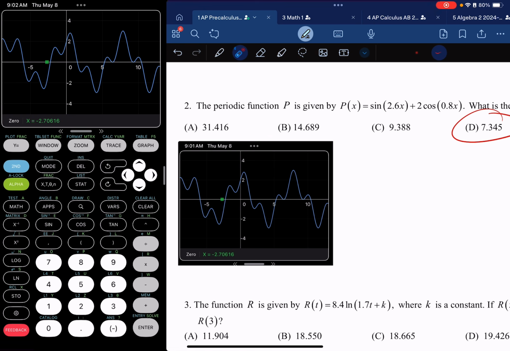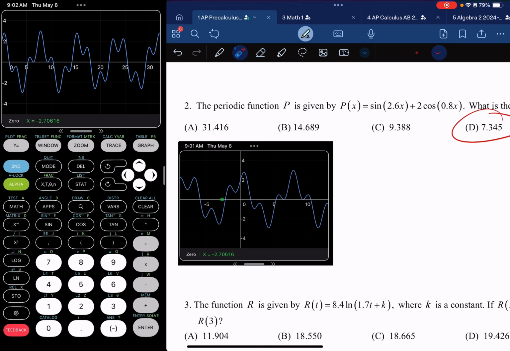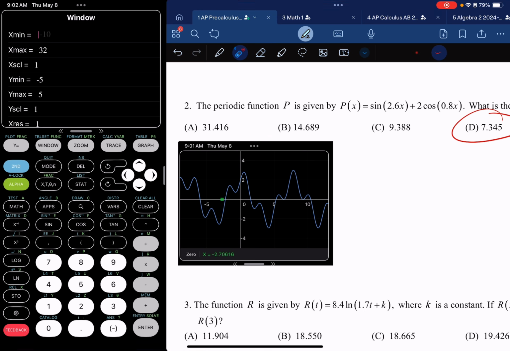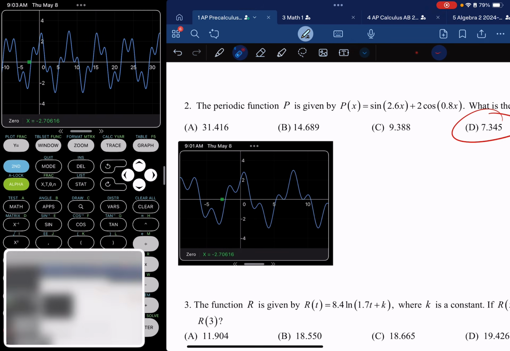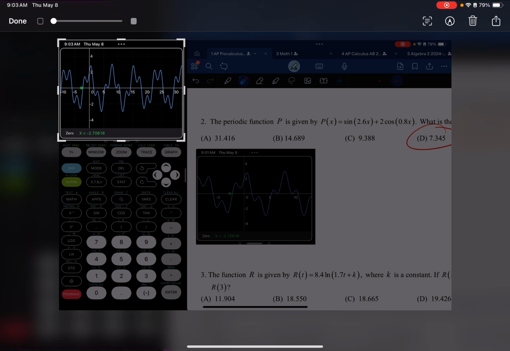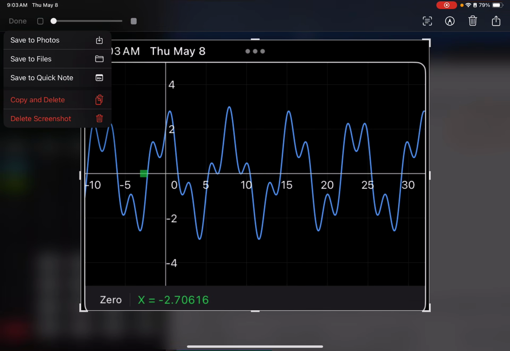So let's change my window here, and let's change my x min to a 0, my x max back to a 32, and then I'll graph this. Oh, interesting. I do not see it here. Let me change my window again. Let's change the x min to like a -10 so I can actually see what's going on here. Okay, so I'm noticing here, I should screenshot this one as well, because this one is the one that really has the answer, doesn't it? Let's go ahead and screenshot you. We'll copy and hit done.